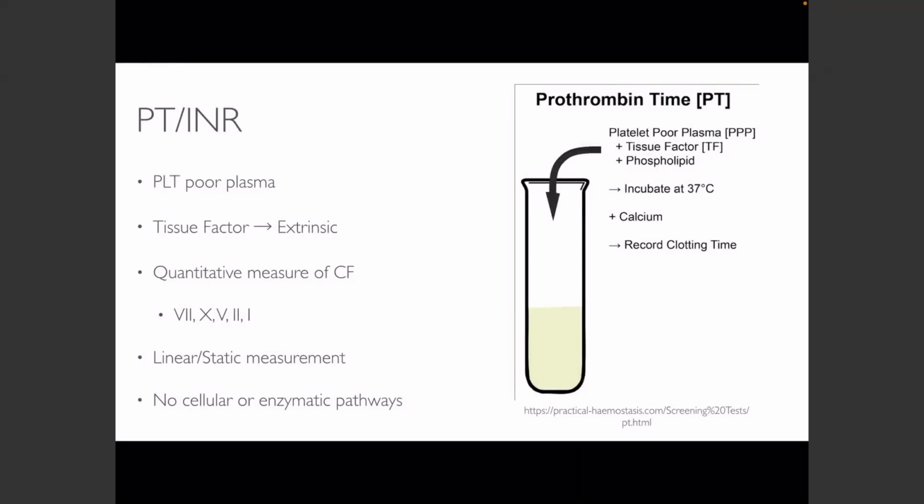So 7, 10, 5, 2, and 1, and it's not going to have any of those feedback mechanisms. It's not going to have any of the platelet components, and remember, platelets are a big part of the feedback and amplification. So it's really just a linear kind of static measurement of clotting.